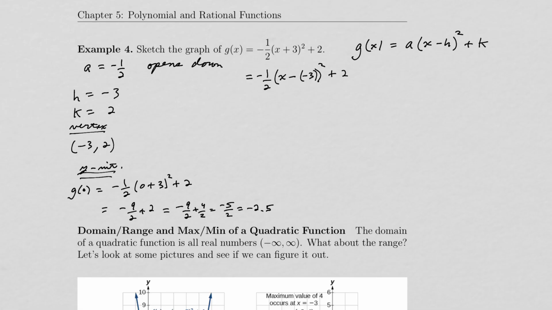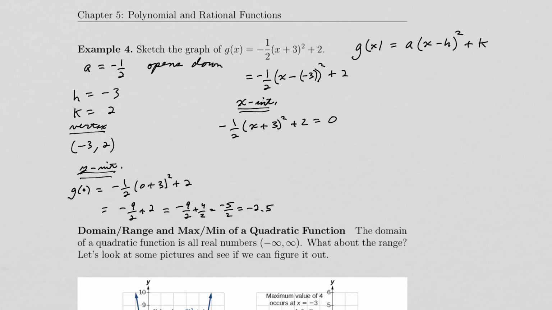We know the vertex. We could probably draw it right now, but let's see if we can find any x-intercepts. Does it have any x-intercepts? So to find the x-intercept, I'm now going to set the entire function equal to 0, right? g of x is equal to 0. So that means I have -1/2 times (x plus 3) squared plus 2 is equal to 0.